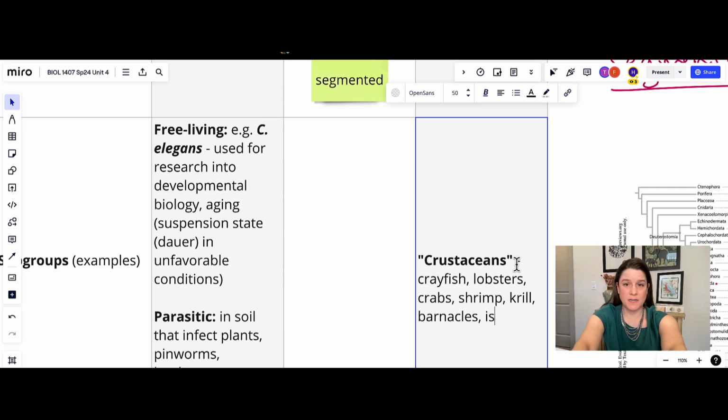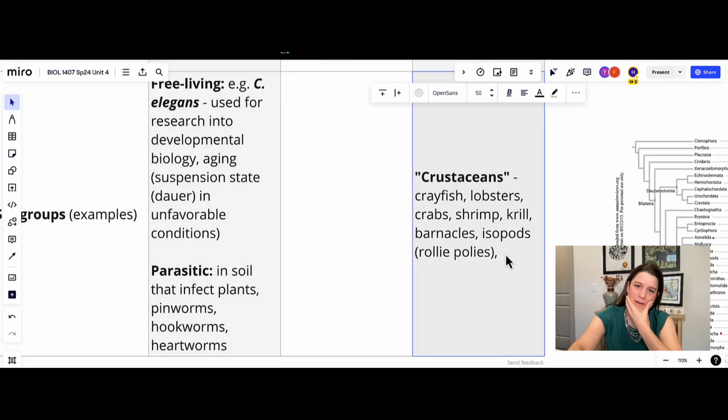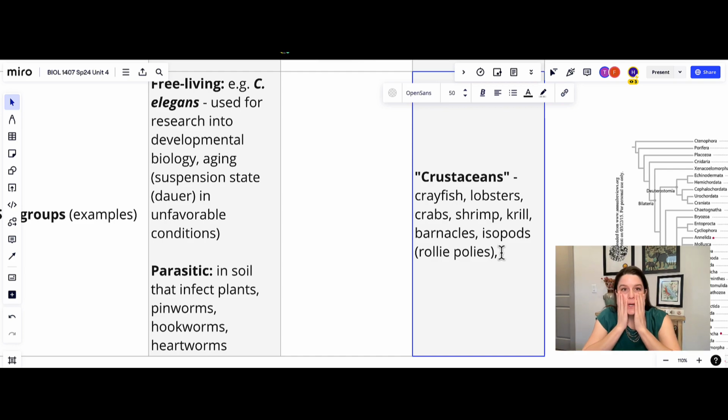Roly-polies, which are isopods. Oh, I'll look it up. Or you might call them pill bugs, that kind of thing. They're maybe the only crustaceans. They also call wood lice. I think they're the only ones that live on land all the time.